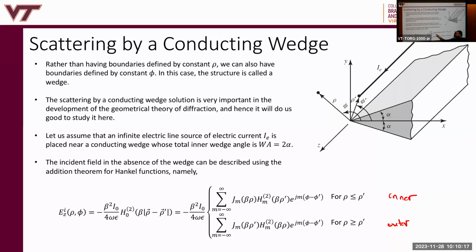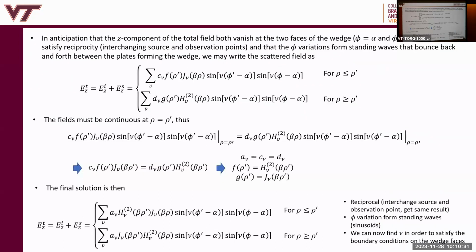So in the inner expansion, we have J_m of beta rho and H_m^(2) of beta rho prime. In the outer expansion, we have J_m of beta rho prime and H_m^(2) of beta rho. All right? Okay. In anticipation that the z component of the total field, because we're applying the boundary conditions to the total electric field, must vanish at the faces of the wedge at phi equal to alpha and phi equal to 2 pi minus alpha, and satisfy reciprocity as well. Interchanging source and observation points gives you a symmetric result. And that the phi variations form standing waves that bounce back and forth between the plates forming the wedge.